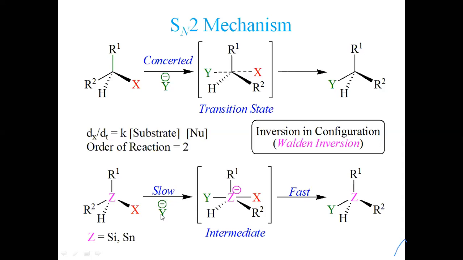In the first step you see nucleophile and substrate both are reacting. So it is first order with respect to both. So it is having second order kinetics as well. So inversion in configuration takes place in both mechanisms, but the second one with silicon and tin doesn't follow the SN2 mechanism.